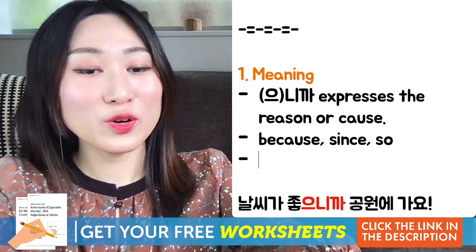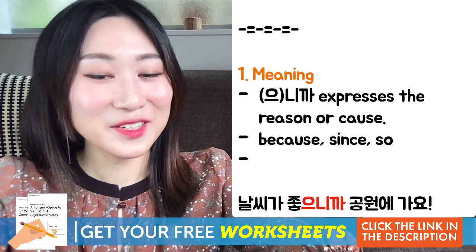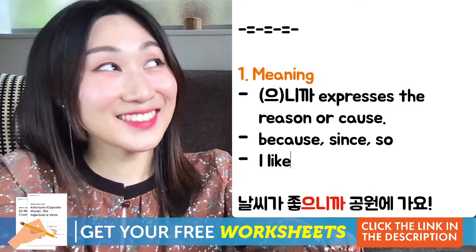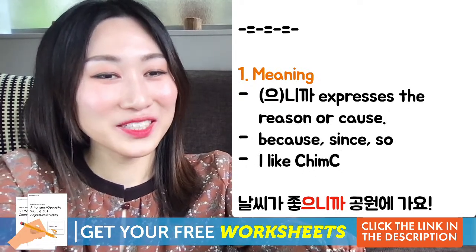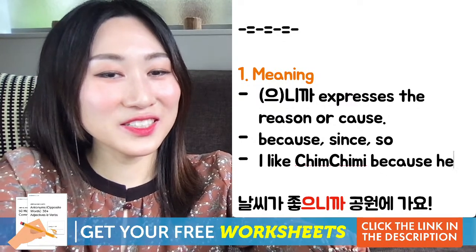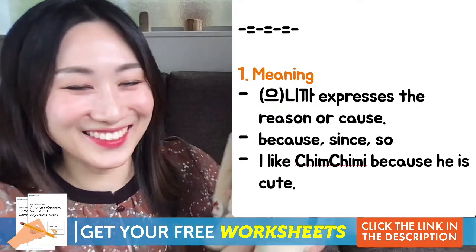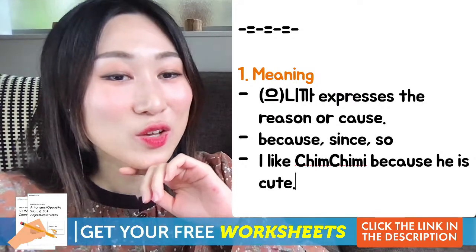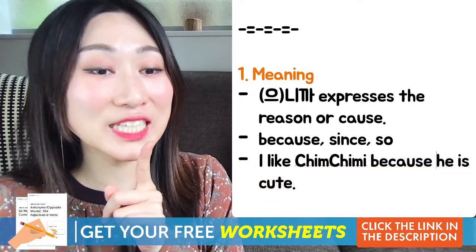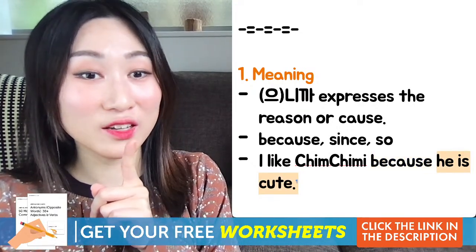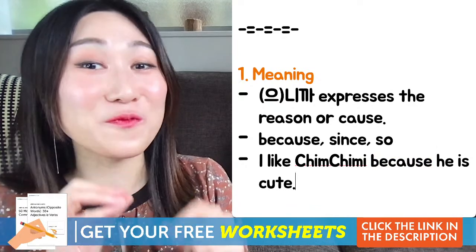So, for example, in English, you can say, I like 침침, because he's cute. 침침 is so cute. So like this. Because 침침 is cute. You put because before he is cute, right? Before he is cute. Like this. Because he is cute. But in Korean, the word order is very different.